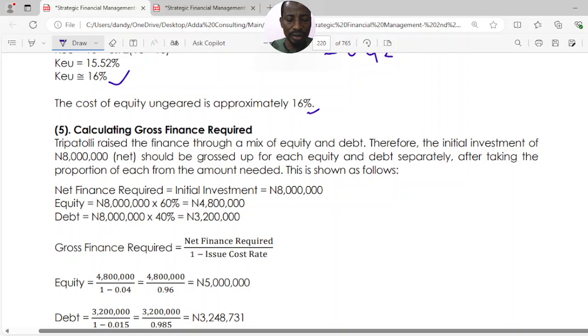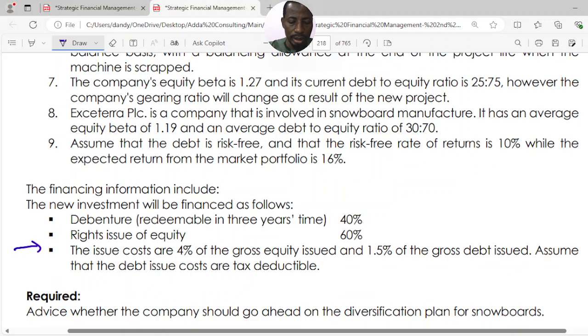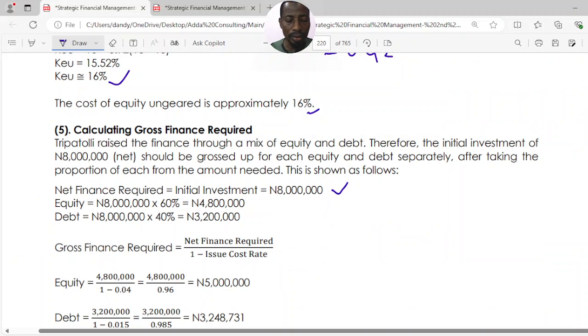Therefore, I need to get the gross finance required. However, this net finance required of 8 million, examiner has told us in the question that 80% is for equity, and debt, debenture redeemable in 3 years' time, is 40%. Therefore, all I need to do from the 8 million naira, before I gross it up, is determine the proportion attributable to equity and the proportion attributable to debt. When you take 80% of 8 million, that's 4.8. 40% of 8 million will give us 3.2.